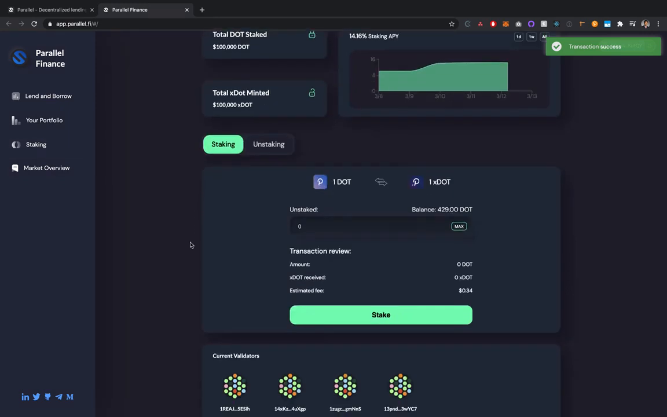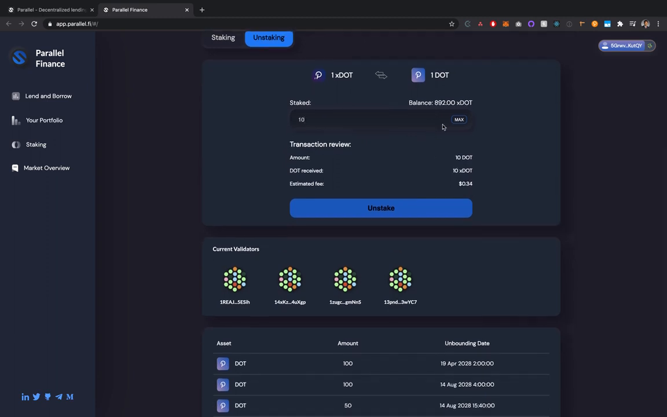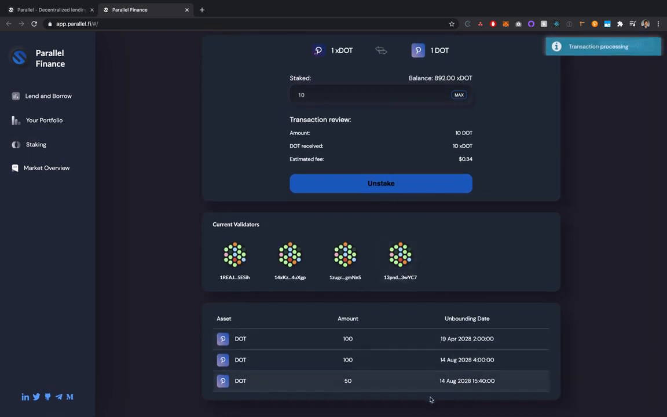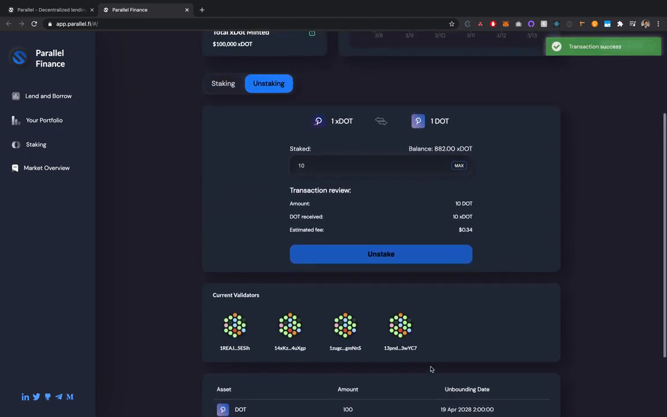And then if you want to unstake your tokens, you can unstake here. So let's say I want to unstake 10 tokens. The unstaking process will actually take 28 days for the tokens to be completely unbound from the network. So if I click on unstake here, it would actually tell me the date on which my 10 dots will actually come back to my wallet.